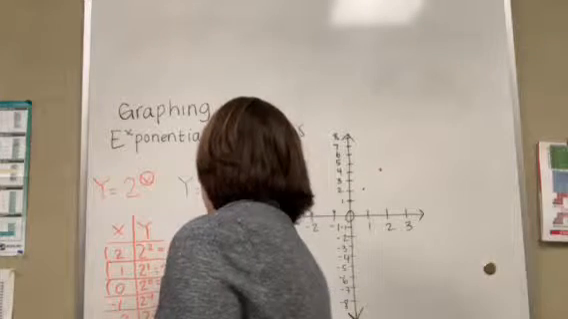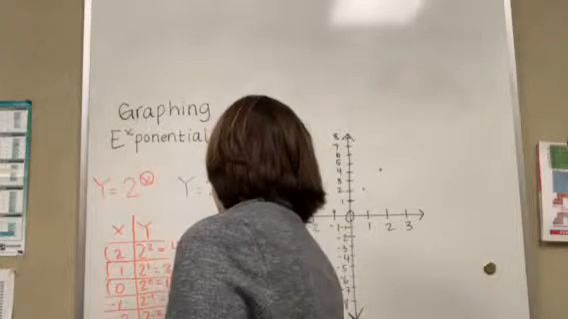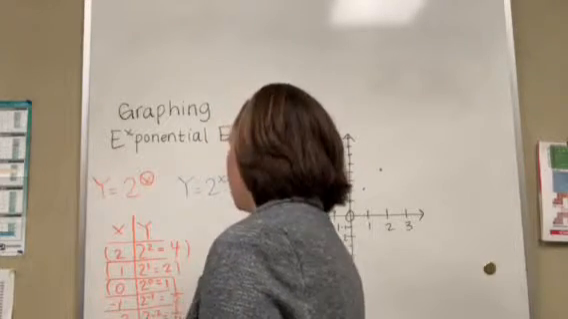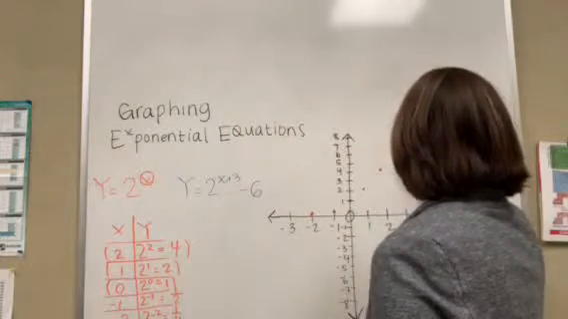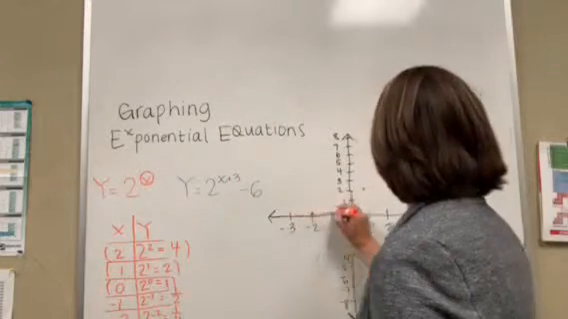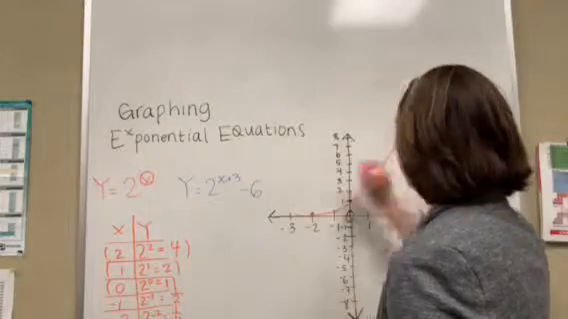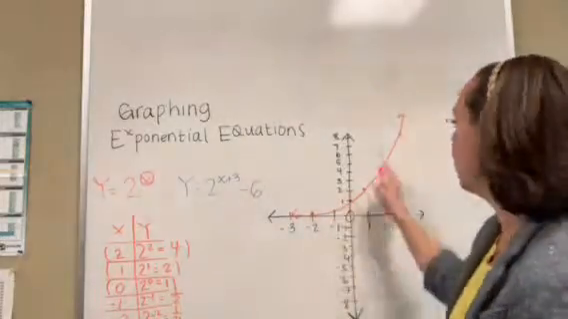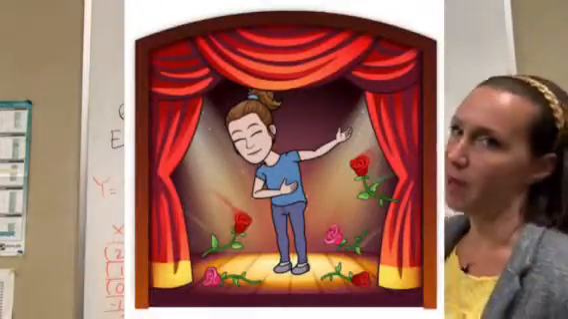2 to the third power, which means 2 times 2 times 2. 2 times 2 is 4, times 2 is 8. So I feel like I have a pretty good picture of my graph. It's going to be a curve that grows really quickly this way and gets very close to 0 this way.